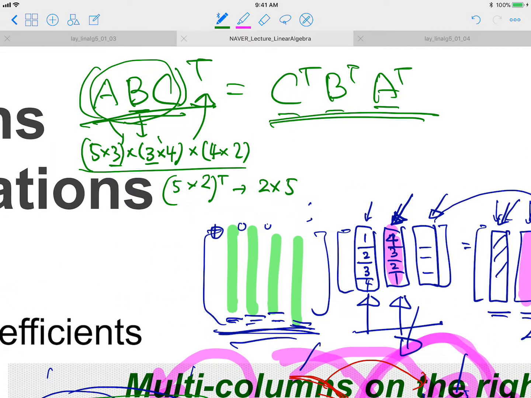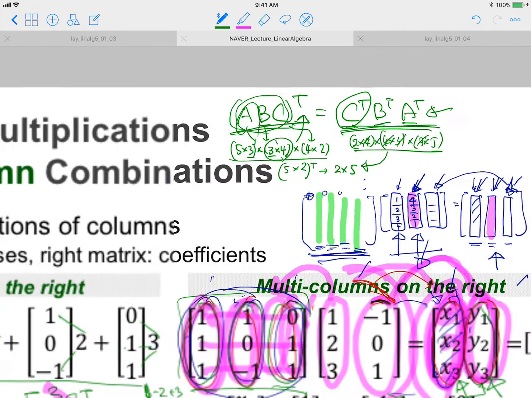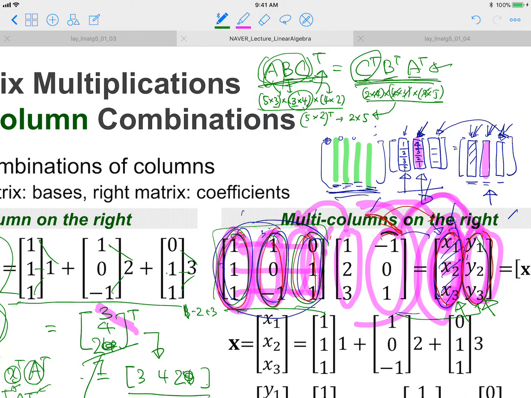Okay, so in this case, let's just verify at least the size of the resulting matrix when doing this guy. So C transpose, originally C had a 4 by 2, and then C transpose will be 2 by 4, right? And then B transpose will be 4 by 3, right? And then A transpose will be 3 by 5, and so they will be matching properly, and then the resulting matrix size will be 2 by 5, right? Okay, so at least we verified the size is matching if these two are equal.